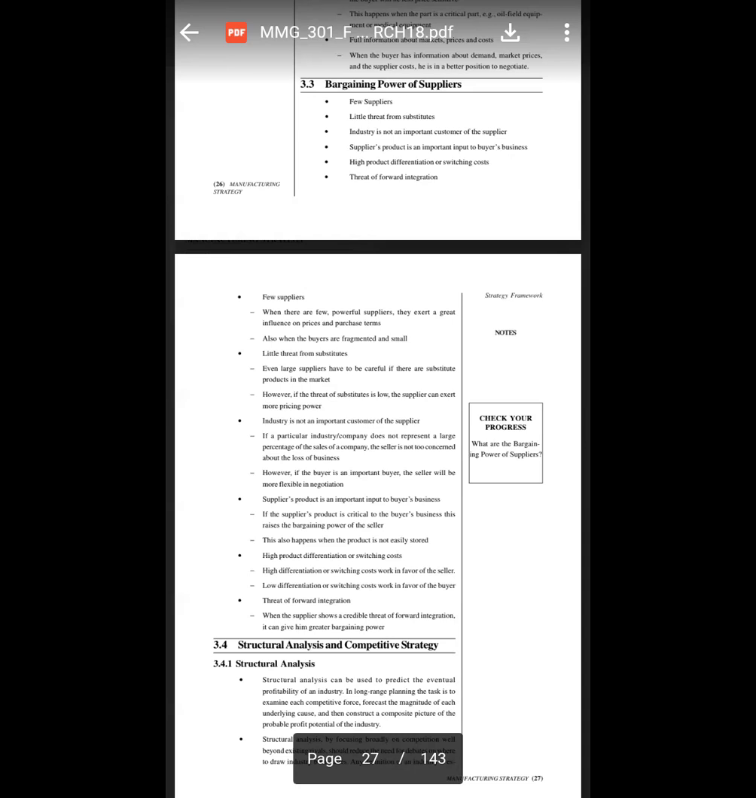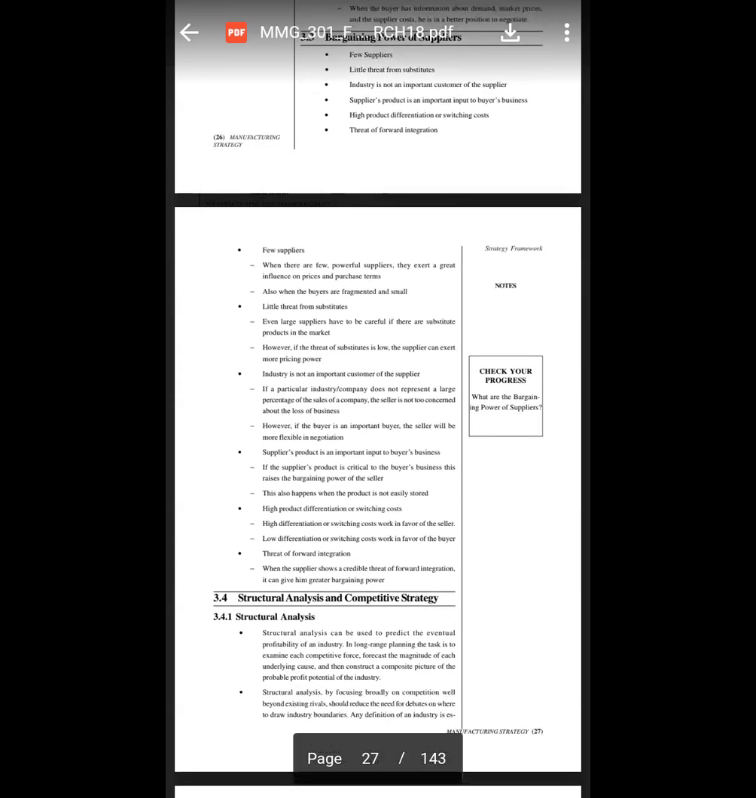Now, bargaining power of suppliers: few suppliers, little threat of substitutes. Industry is an important customer of the supplier. High product differentiation or switching cost. Threat of forward integration. Few suppliers. Now little threat of substitutes. Industry is an important customer of the supplier. So all these are the important factors.